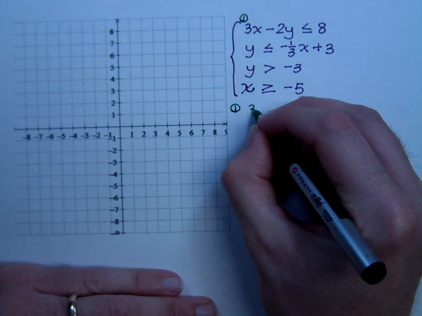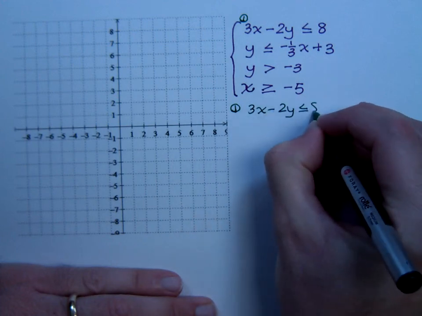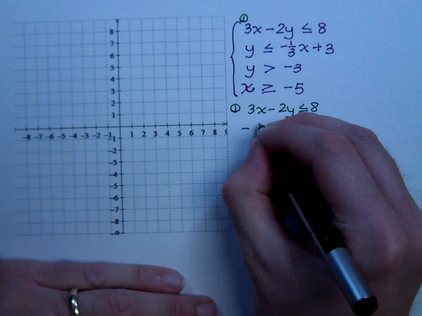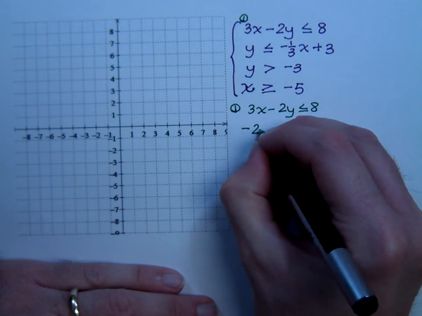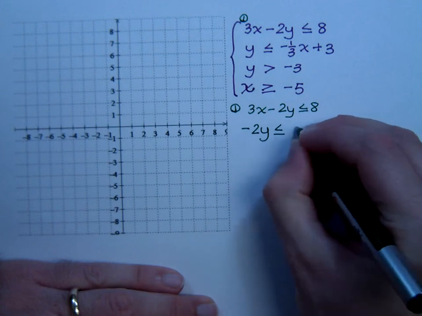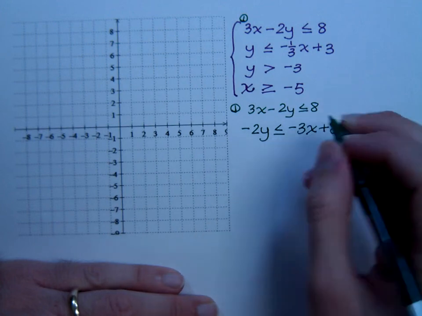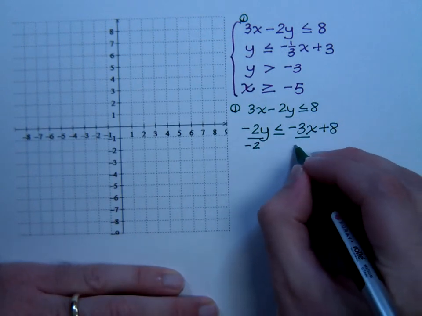You're going to have to solve this guy for y, so this actually requires a little bit of legwork on your part. So to solve for y, what do I have to do? Move the 3x to the right, so we have negative 2y is less than or equal to negative 3x plus 8, and then do what? Divide by negative 2.